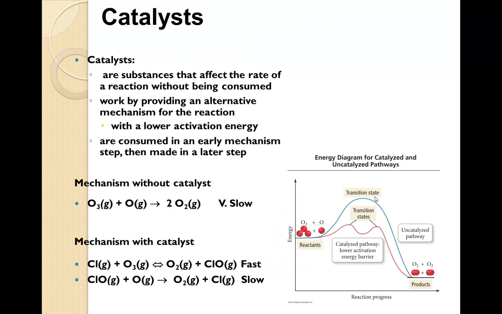Once again, catalysts are substances that affect the rate of the reaction without being consumed. They work by providing an alternative mechanism for the reaction with a lower activation energy. Notice the lowering of the activation energy here. They are consumed in an early mechanism step, then made again in a later step. So notice that the actual ClO, being the catalyst, chlorine, gets canceled out at the very end.